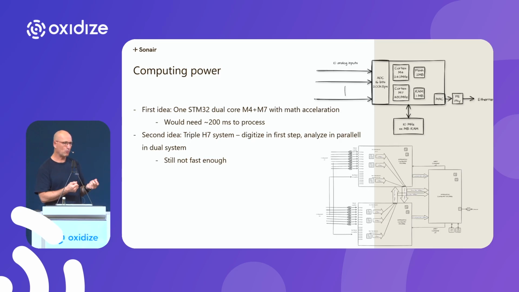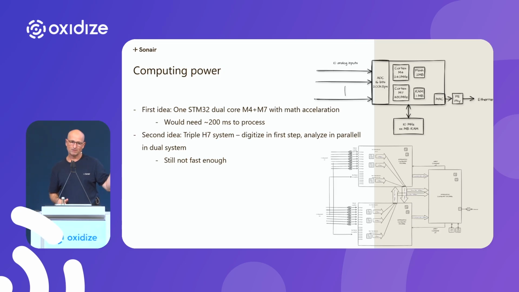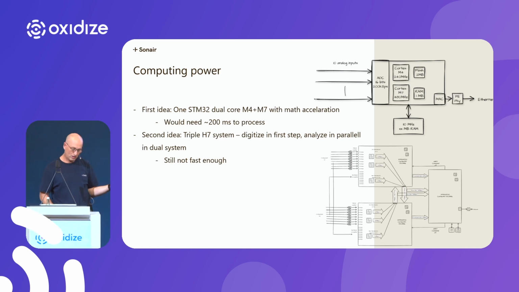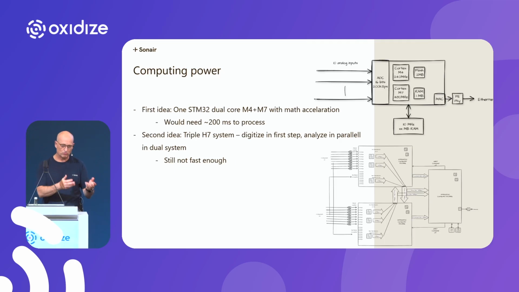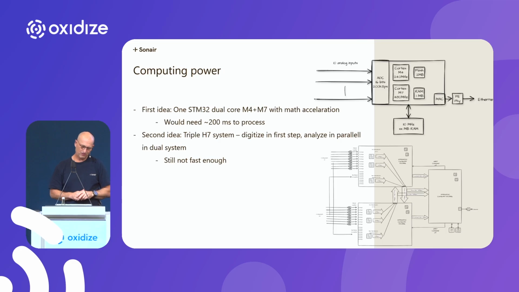So first idea, okay, can we get this into this H7 that we now had some experience with, comes with a dual core, with an M4 and an M7. Could we make the M4 the analog front-end thingy and do the processing on the M7? Yeah, that could have been a product. But with the requirements that we had, it would not be fast enough. So second attempt was, okay, we liked the H7. We had experience with it. It had good Rust support. Yeah. So a triple H7. So still an H7 in front, and then two H7s, and then we need some glue too. But yeah, still not fast enough.